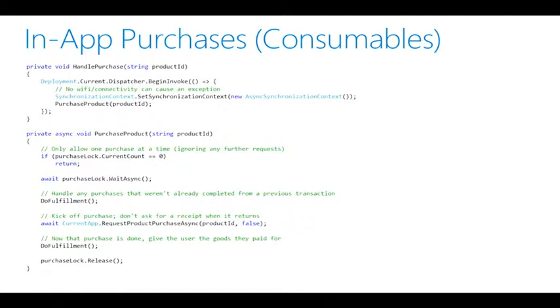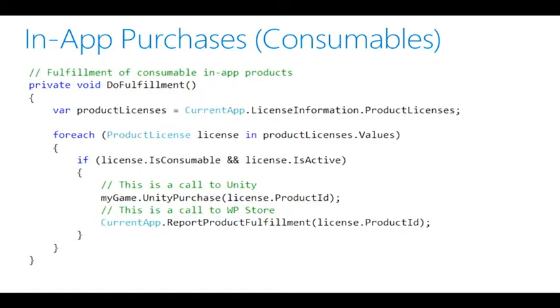Store, it'll pop up a window where they actually go and choose to purchase or not purchase that. And then we actually fulfill that again. If they did make the purchase, it would fulfill that. So do fulfillment. What you'll get back from the app is the product licenses. And from there, you walk through each of the products. And if the license is active and it's consumable, then that means we can use it.